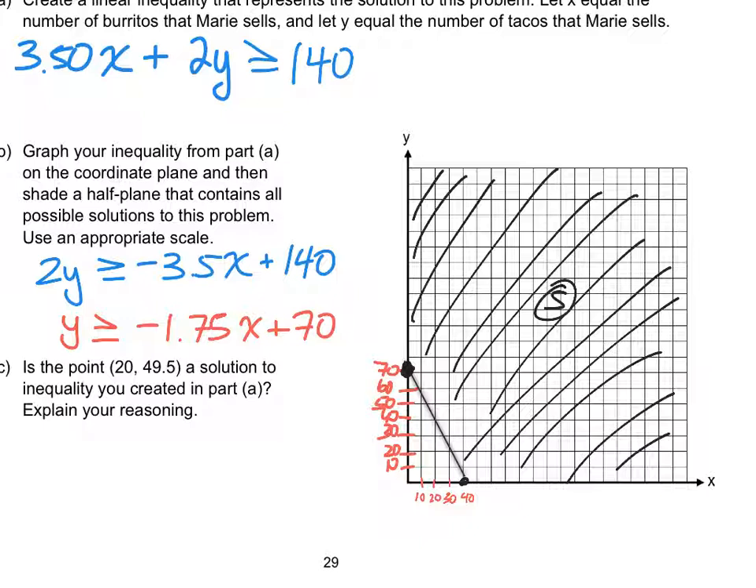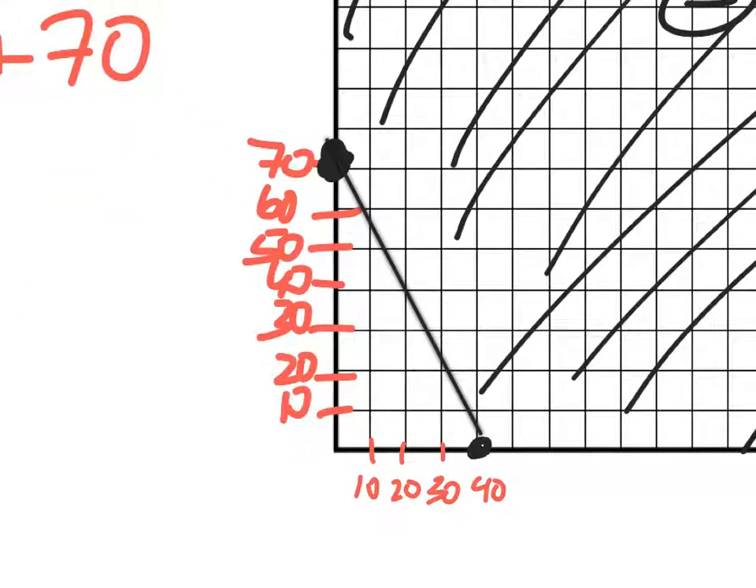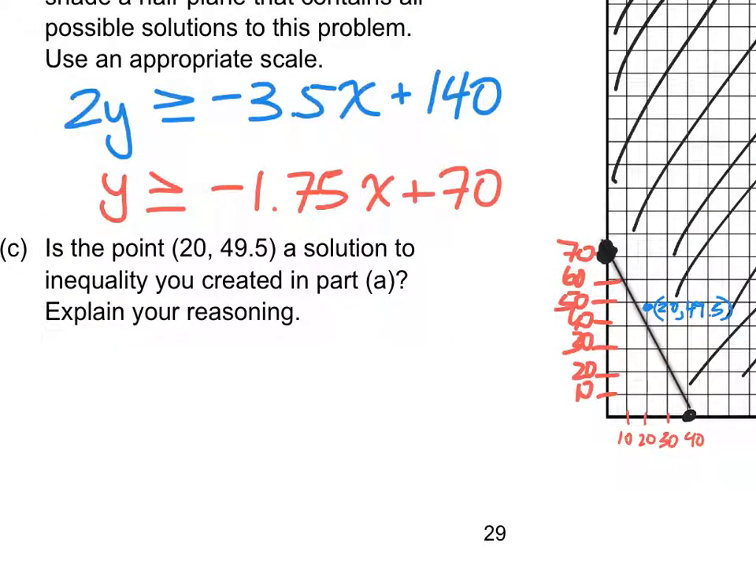All right. So 20, 49.5. Is that a solution to the inequality? Yes. Yes, and we would say, but really kind of just barely, right? So it's going to be like right about there. Yes. The reasoning part is easy. Yes, falls in shaded region.